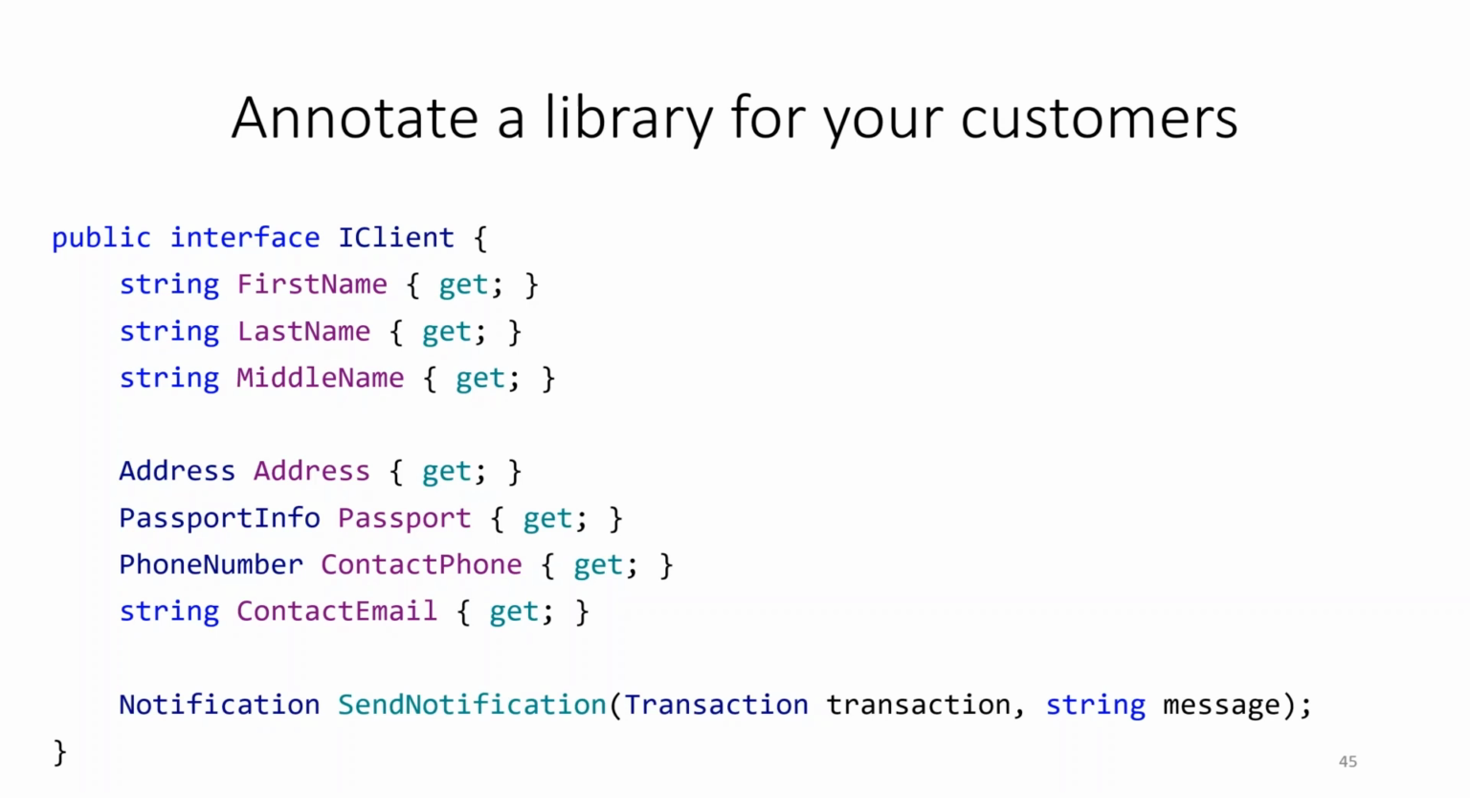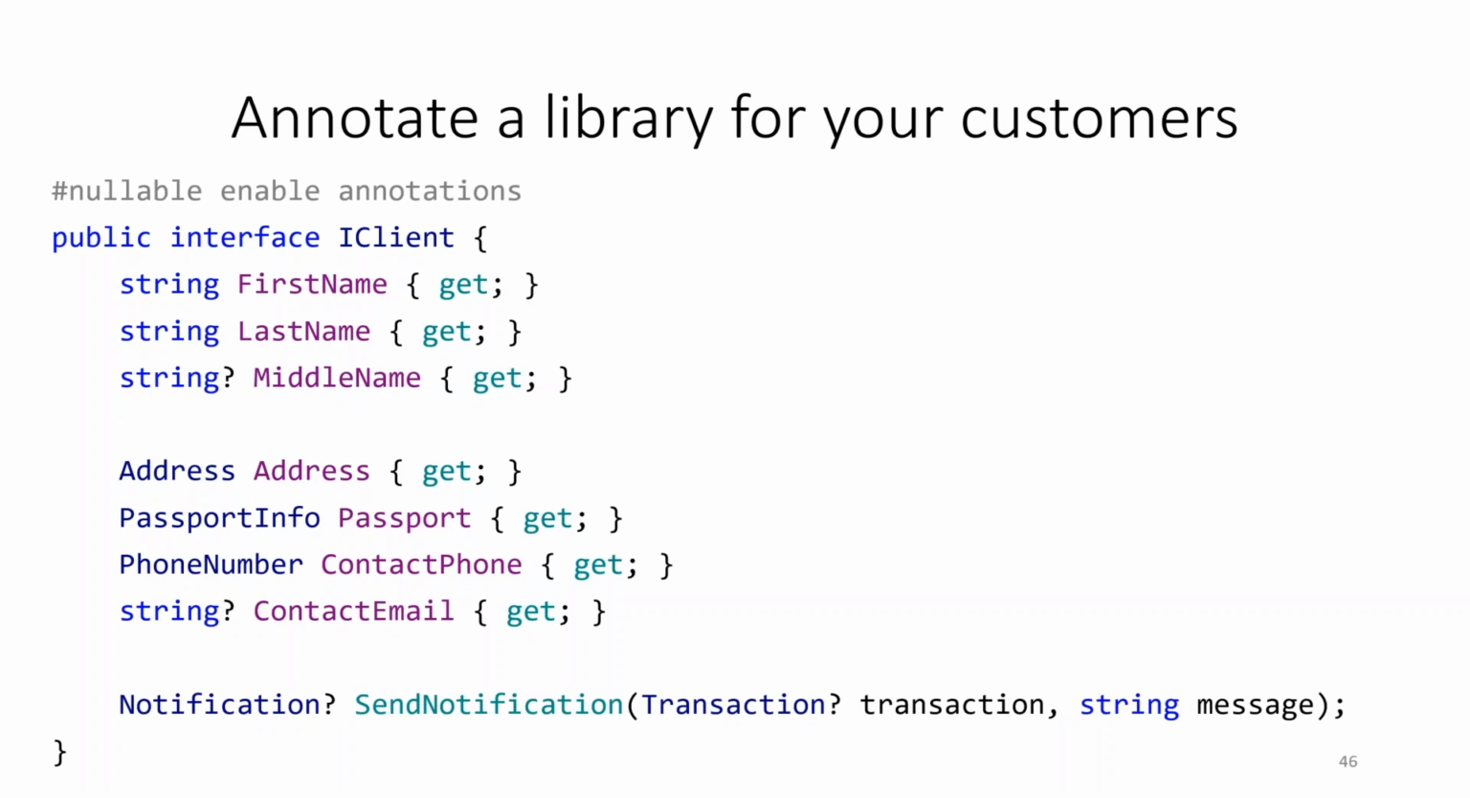So what I can do to help my colleagues is to enable nullable annotations and tell that every client has a first and last name, not a middle name. Contact phone is required, contact email not so much. And they can actually send notifications with just a message, not about any transaction, but this notification might not be created if the client opted out of it. And as of now, there are no additional warnings introduced in my solution, so I don't have to fix anything yet.